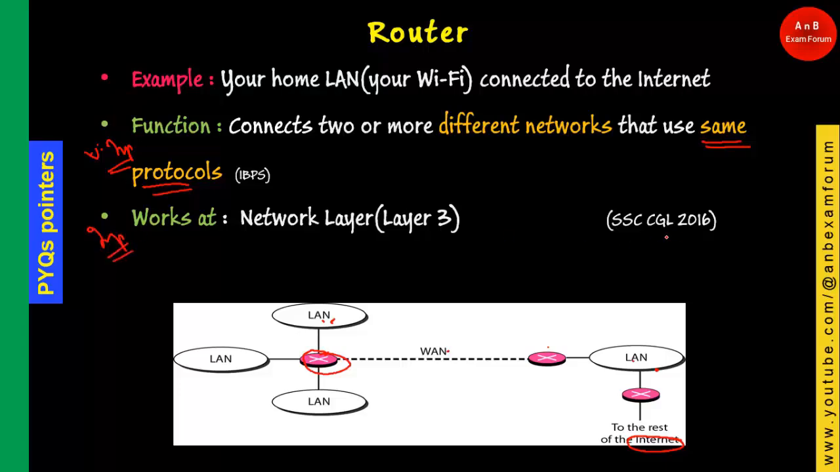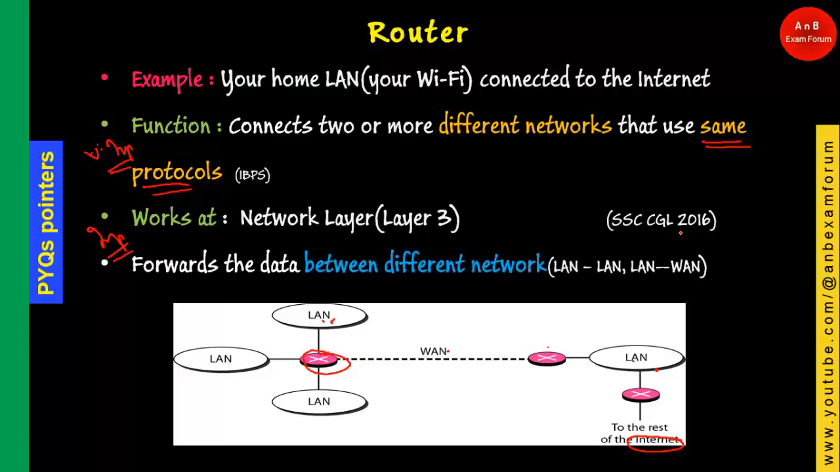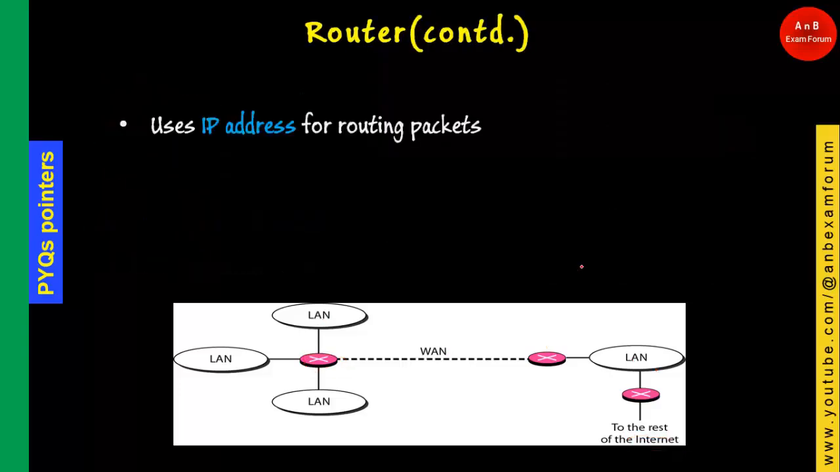This was asked in SSC CGL 2016. Again, it is going to forward the data between different networks. That is a common terminology. It can connect LAN to LAN, LAN to WAN, and LAN to internet. Whereas if you see, bridge and switch use MAC address for filtering. Here it is going to use IP address. IP address is internet protocol address for routing the packet.